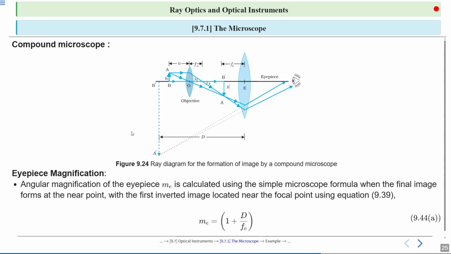Here's the formula for eyepiece magnification. ME equals 1 plus D upon FE. Okay, so the eyepiece here is acting as a simple microscope, and for a simple microscope, the formula for magnification when the image is formed at the near point was M equals 1 plus D upon F. So for the eyepiece it is ME equals 1 plus D upon FE. In this equation, D represents the near point distance, typically 25 centimeter, and FE is the focal length of the eyepiece. Understanding this formula allows us to calculate how much the eyepiece magnifies the image. Remember, the larger the ME, the more magnified the image.